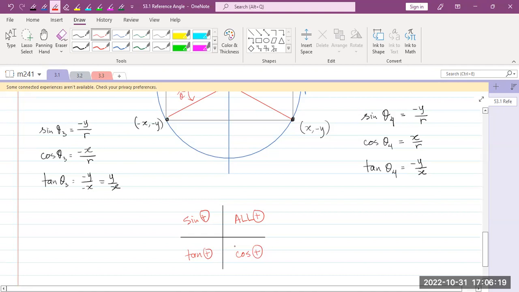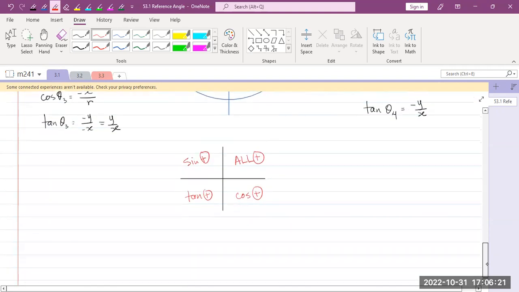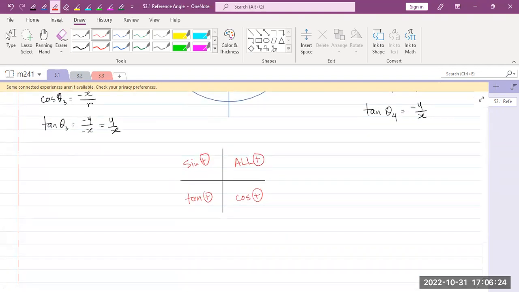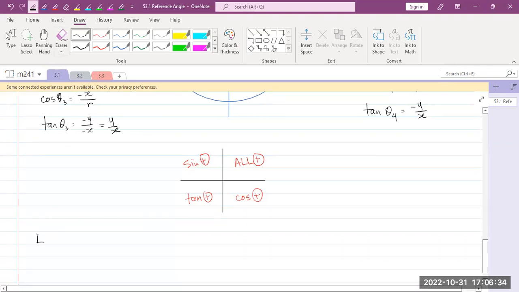Now, how do we use this reference angle theorem then? Let's take a look at some examples. I try to follow closely examples from our textbook. Okay, so this will be find the exact value. In example 2, find the exact value of sine 240 degrees.